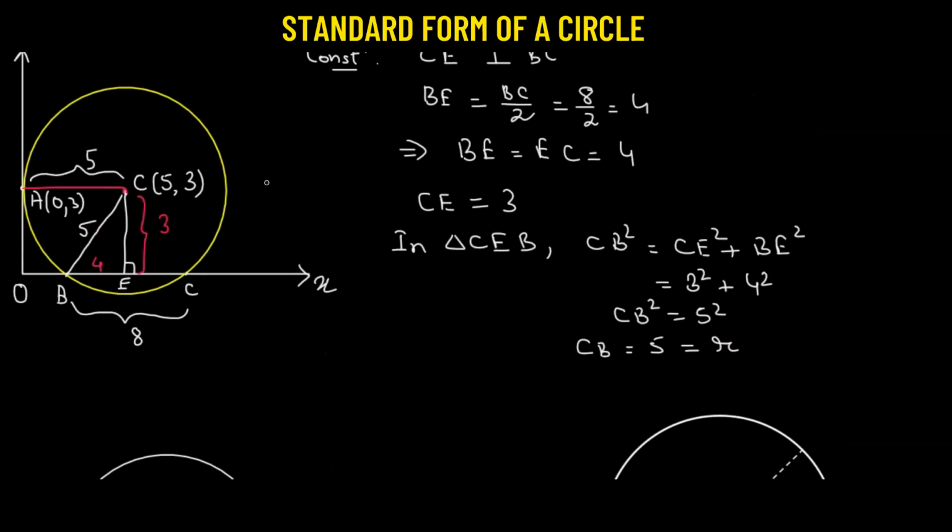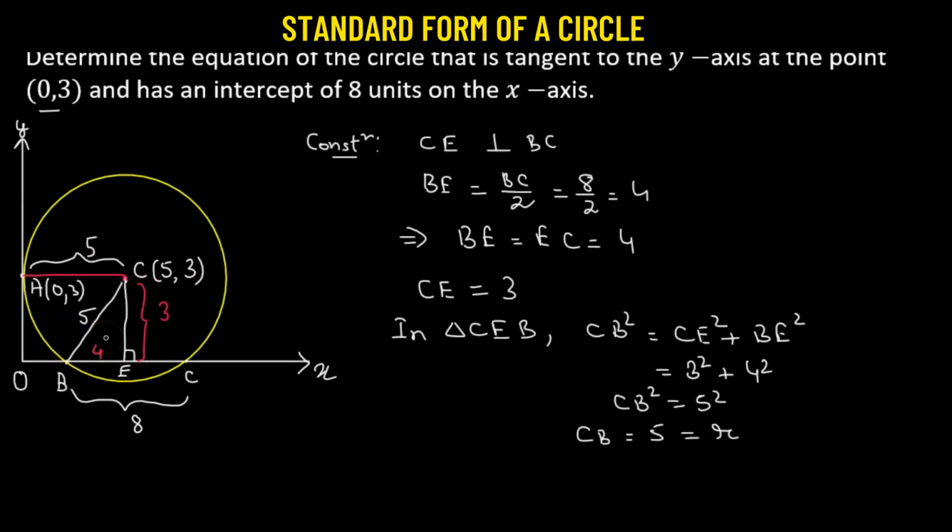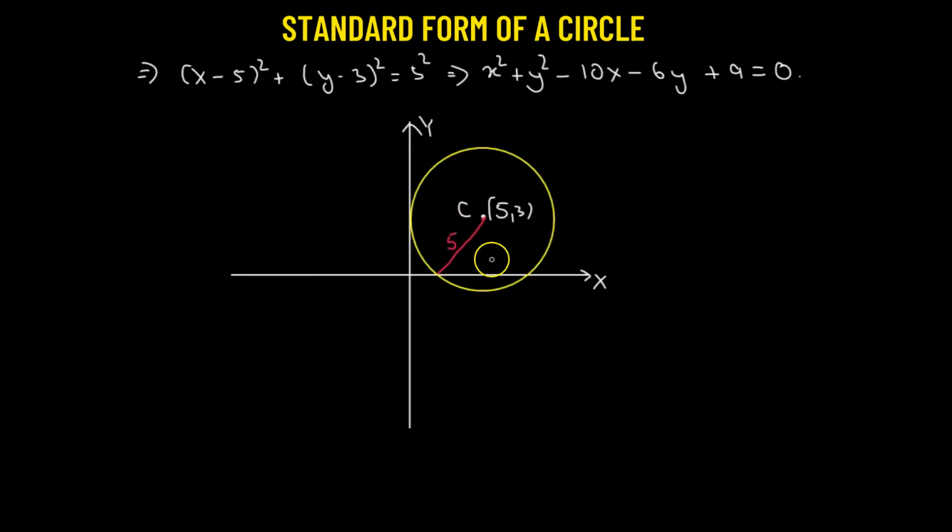Now, the question is: is this the only circle that's possible? No, there is also another circle that's possible. So let's try to understand that as well. According to the problem, the circle must touch the y-axis at the point (0, 3). That was the first part, and the second part was that it has an x-intercept of 8 units. Now, the circle could also be lying in the second quadrant. This circle is also following the criteria that it touches the y-axis at the point (0, 3), and the length of the chord, or the length of the x-intercept, is also going to be 8 units. So we'll have another circle as well.